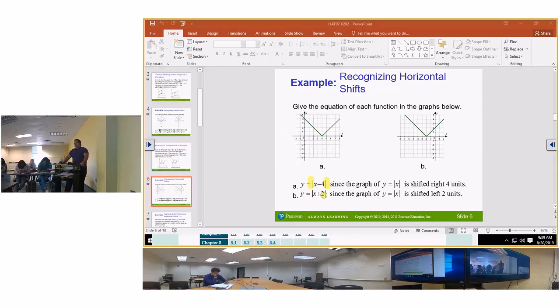So we've got a horizontal shift of 4 to the right and 2 to the what? Left. Remember, the horizontal shift is always the opposite.